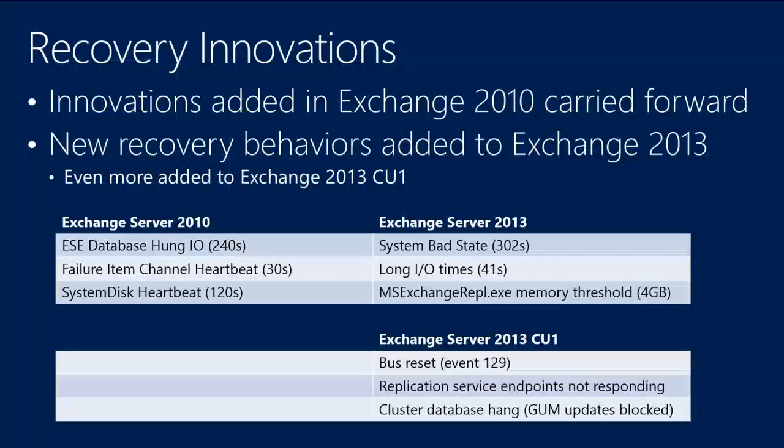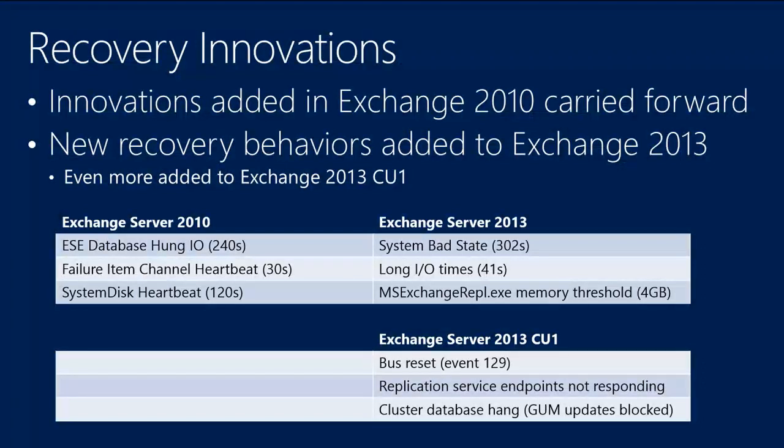Now, the replication service memory threshold, that's a little different. Yes, it's not a storage-type recovery, but it still is a self-recovery mechanism, so I wanted to include it in here as well. Basically, the way this works is if we see the working set of the replication service get to 4 gigs or higher, we will go ahead and first try to correct the problem by restarting it, and if the restart doesn't solve it, then we'll go ahead and bug check that box the second time. Now, that's what we've done in 2013 RTM.